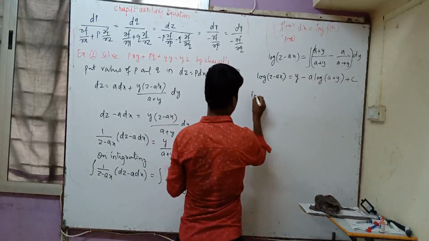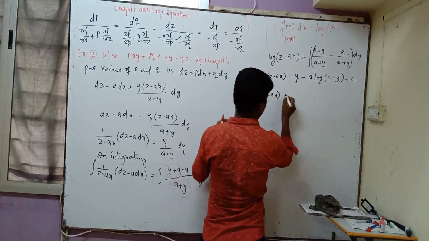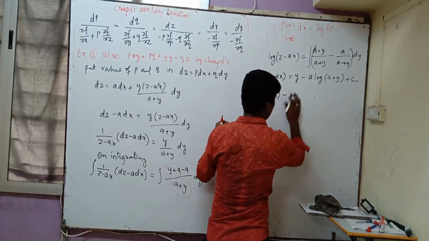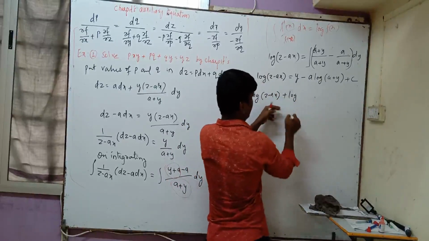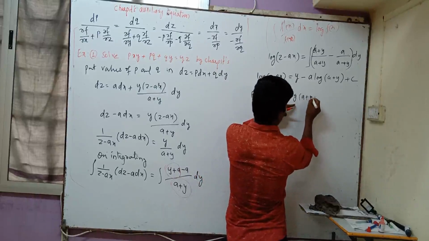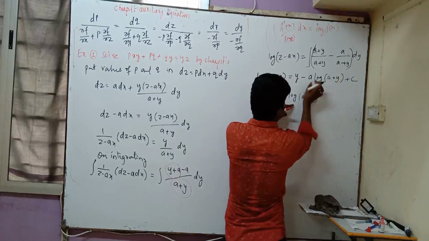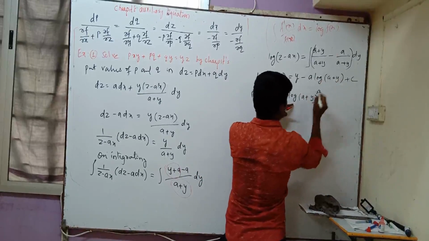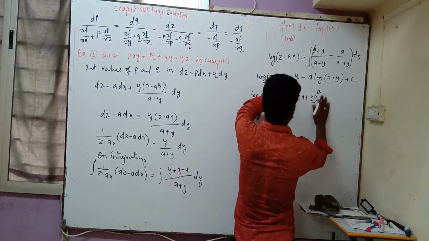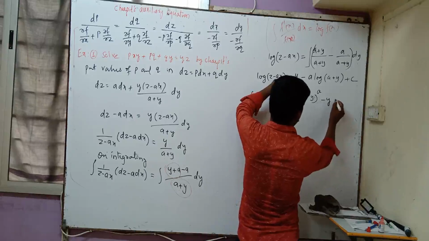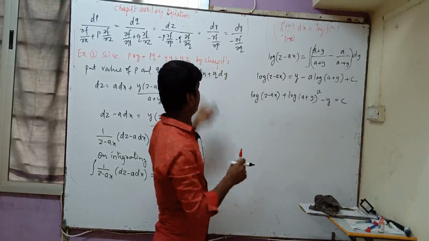So you can arrange here: log of z minus ax is equal to, or you may take this side, minus a into log of a plus y; this whole is m log m raised to n. This is a plus and so this is also plus. It becomes here minus y is equal to c. So this is the final answer of this Charpit's method.